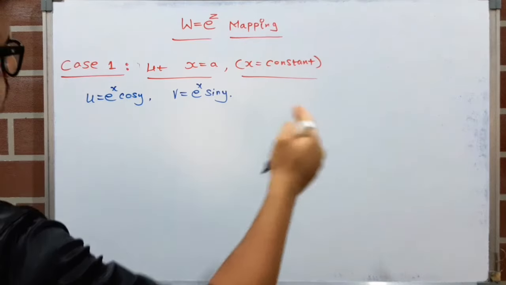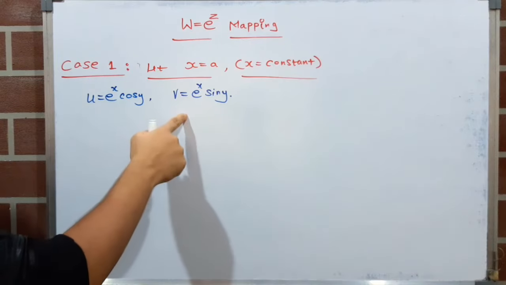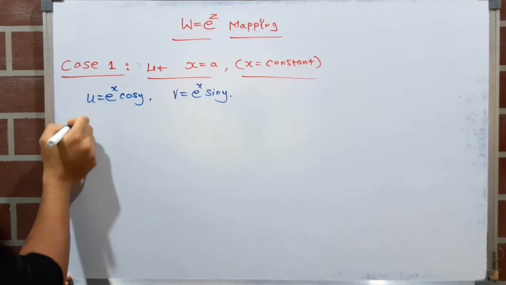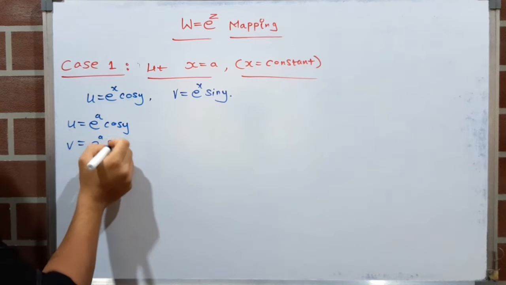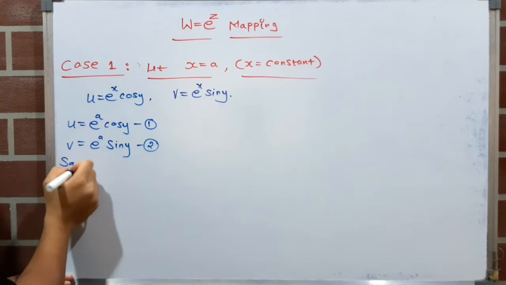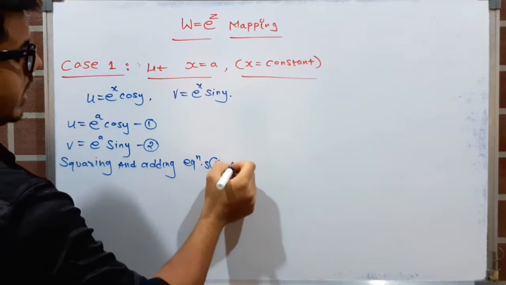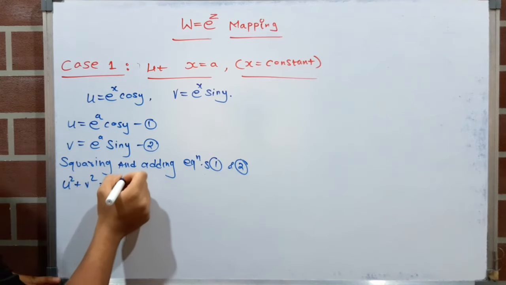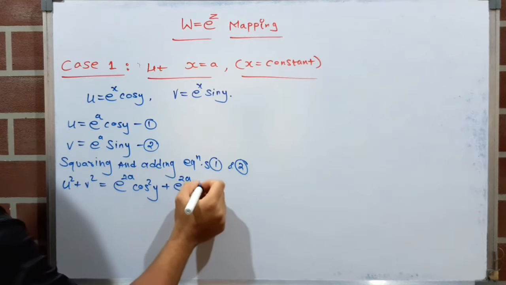Case one: x is constant. So let's say x is equal to a, any constant term. Now we have u equal to e raised to x into cos y, and v equal to e raised to x into sin y. Substituting x equal to a, u is equal to e raised to a into cos y, and v is equal to e raised to a into sin y. Now we will square and add equations 1 and 2. So u square plus v square is equal to e raised to 2a into cos square y plus e raised to 2a into sin square y.